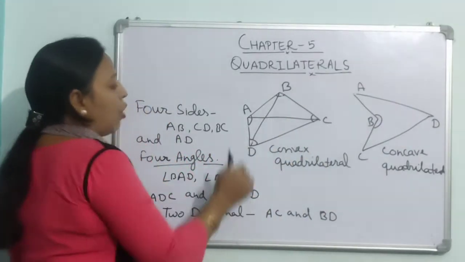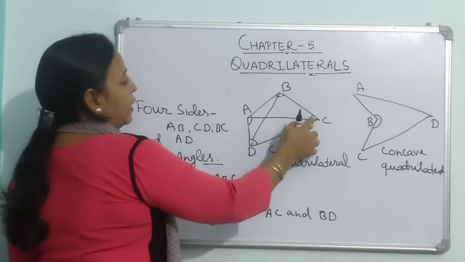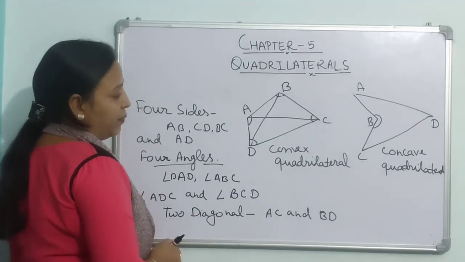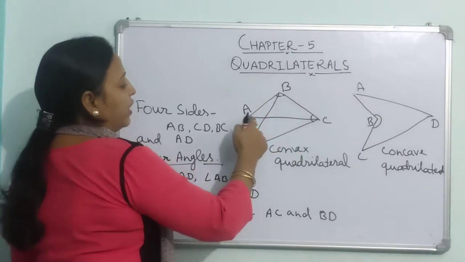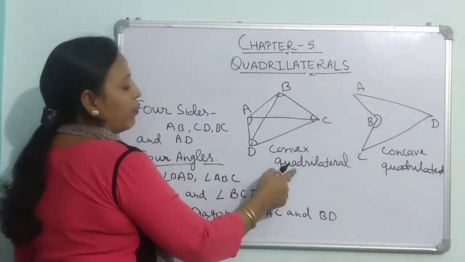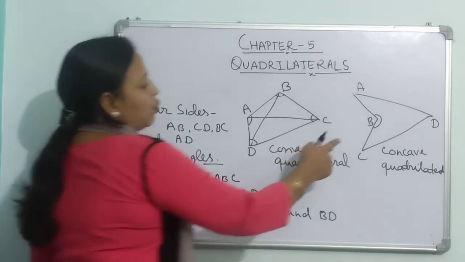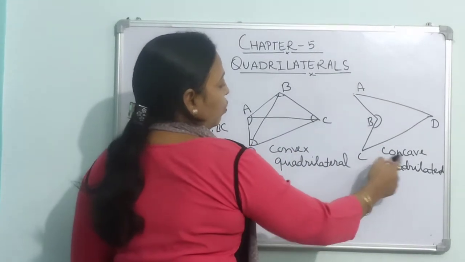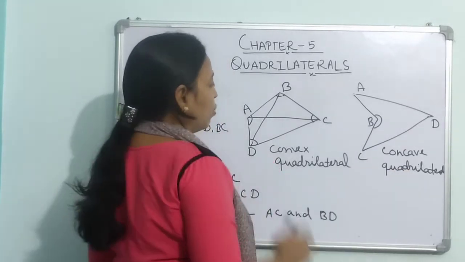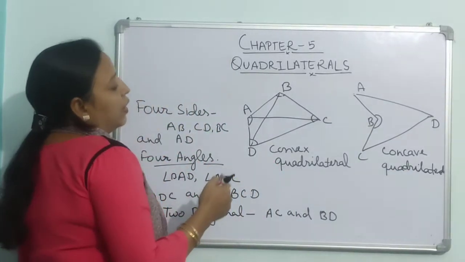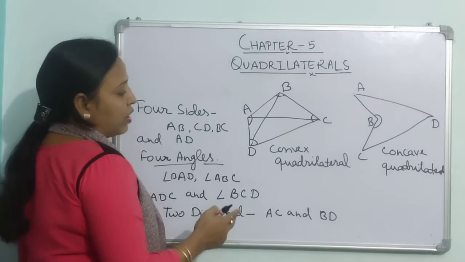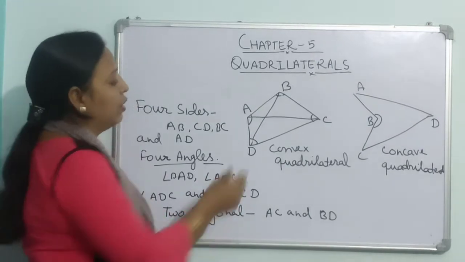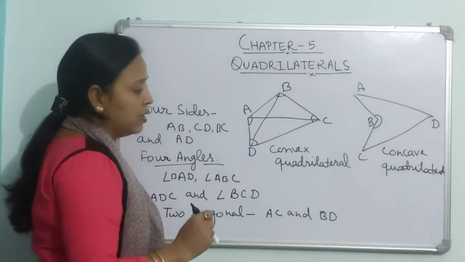Here you can see all the inner angles of the quadrilateral are less than 180 degrees. If it is less than 180 degrees, this is known as convex quadrilateral. And this one here, one angle is more than 180 degrees, so this is known as concave quadrilateral. So there are two basic types of quadrilateral, that is convex quadrilateral and concave quadrilateral. We will only study about the convex quadrilateral here in this chapter.